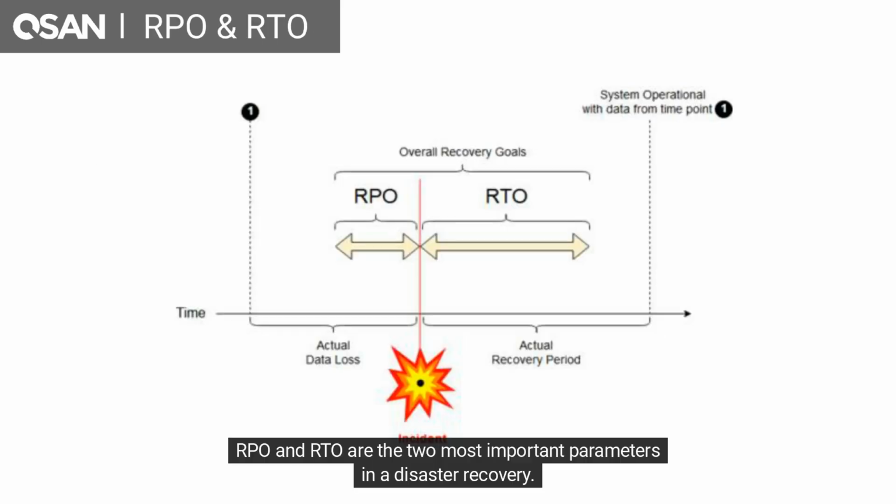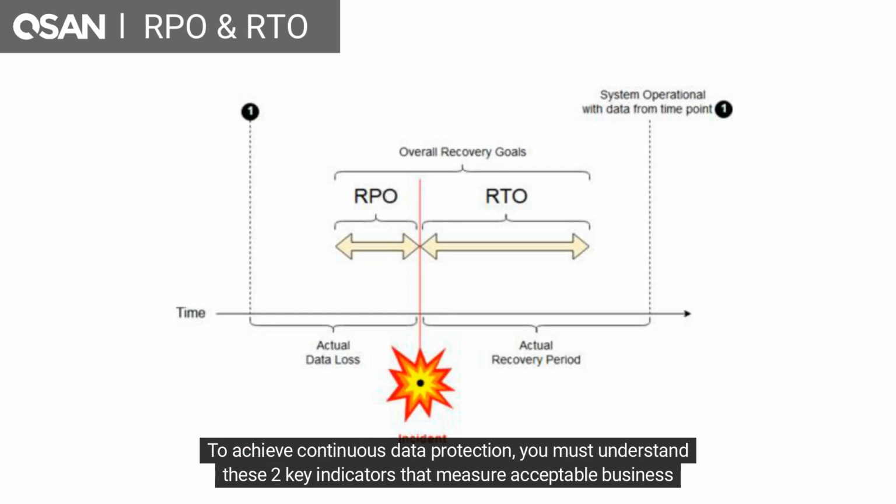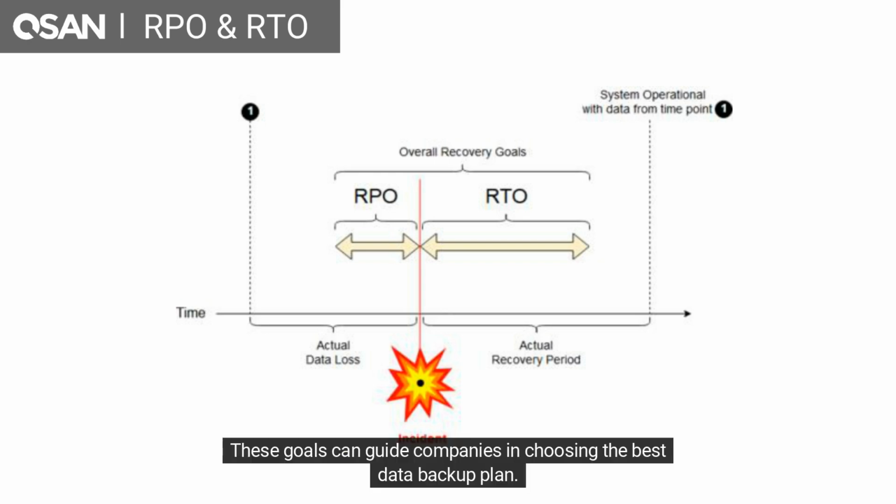RPO and RTO are the two most important parameters in disaster recovery. To achieve continuous data protection, you must understand these two key indicators that measure acceptable business risk. These goals can guide companies in choosing the best data backup plan.